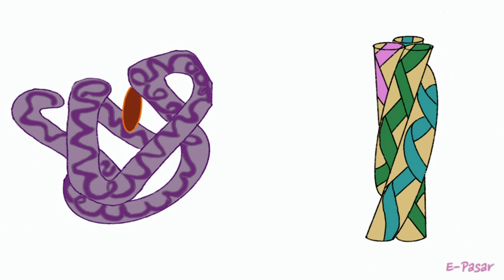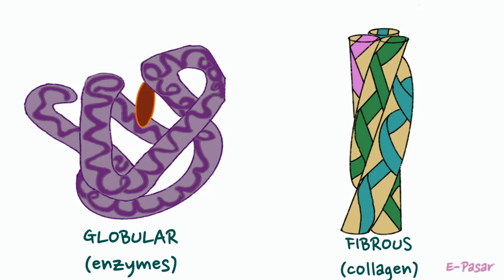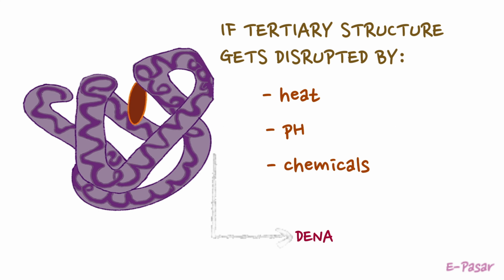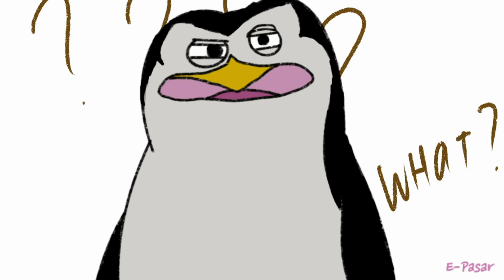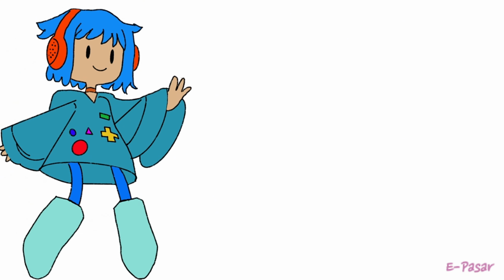Proteins fold into different patterns: globular like enzymes or fibrous like collagen. If the tertiary structure is disrupted by heat, pH, or chemicals, the protein becomes denatured and loses its function. A lot of information, right? But now, let's head on to an overview of the different foldings under this structure.